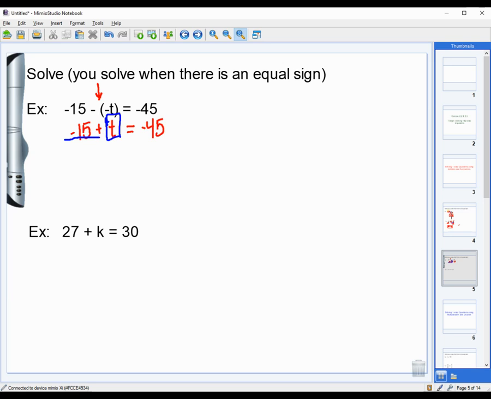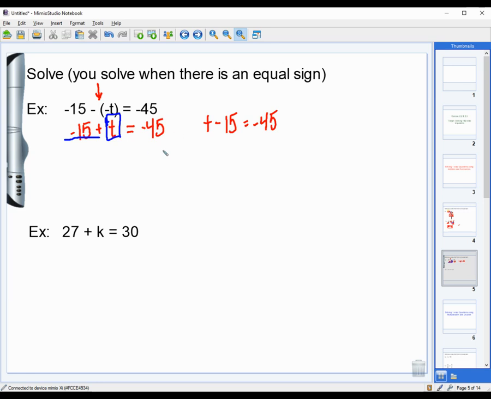Now, some of you guys are probably asking yourselves, well, it's not being added or subtracted. We don't really know what's going on with this t. I'm going to rewrite this another way for you guys to see. What if I wrote this as t minus 15 equals negative 45, okay? This is the same exact equation as this. These are just switched, so this is the commutative property here. t minus 15 is equal to negative 45.